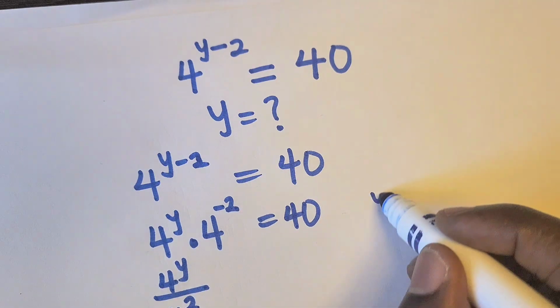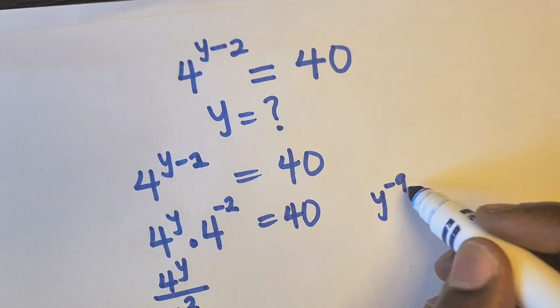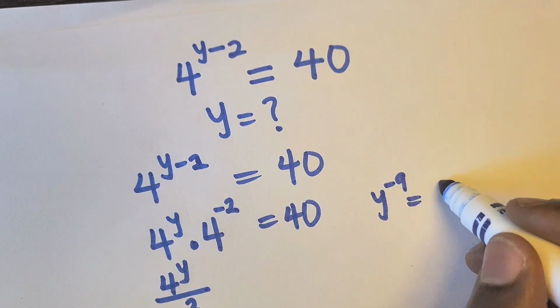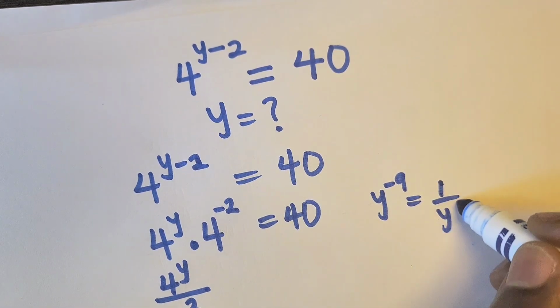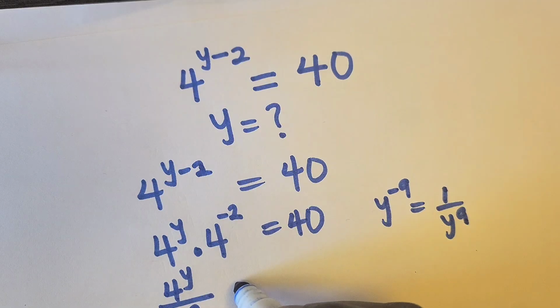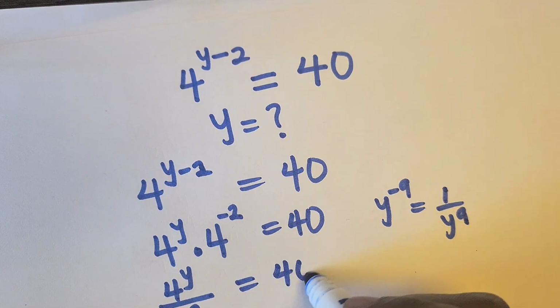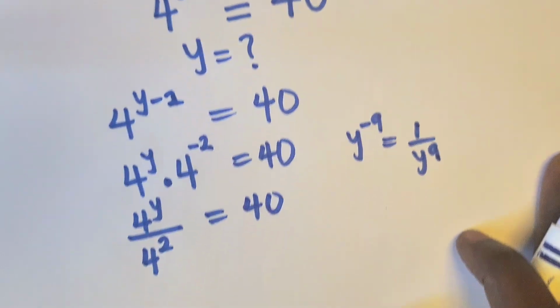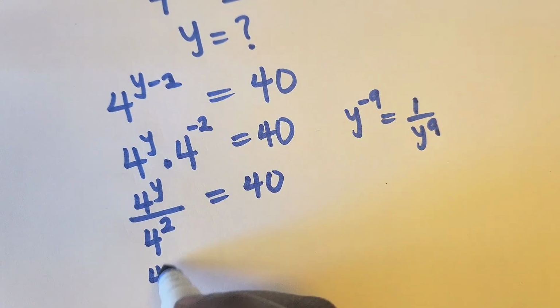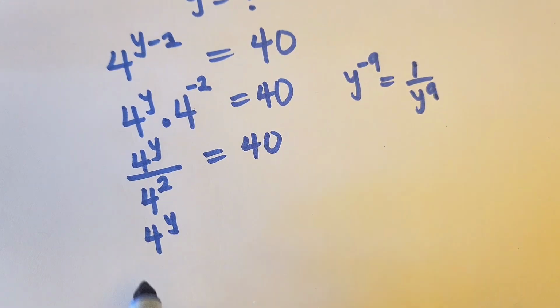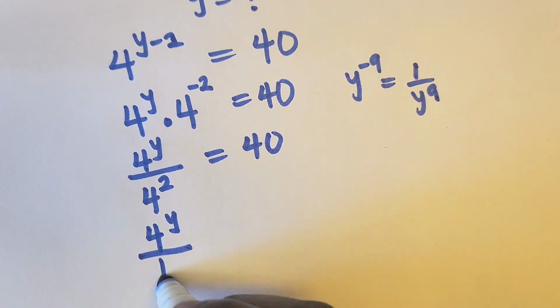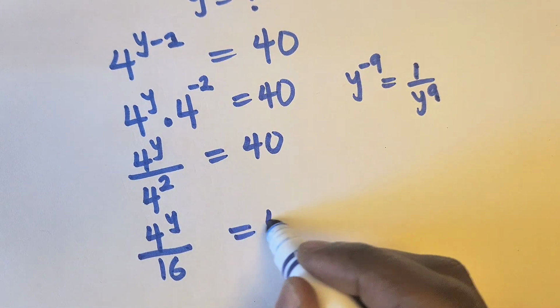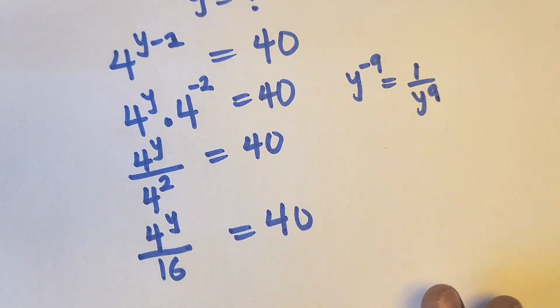Why? Because if you have y to the power of negative a, it is the same thing as 1 over y to the power of a. And this equals 40. So here, I'm going to have my 4 to the power of y. 4 squared here is 16, which equals 40.